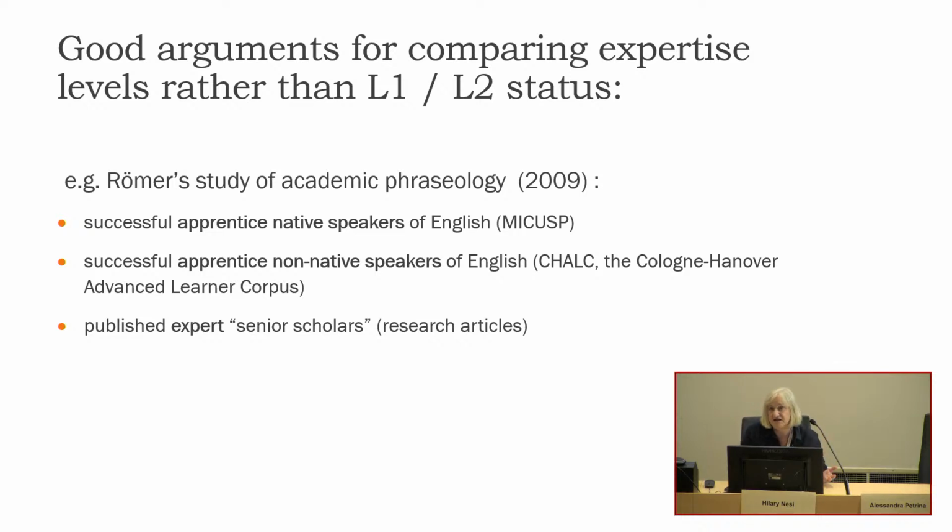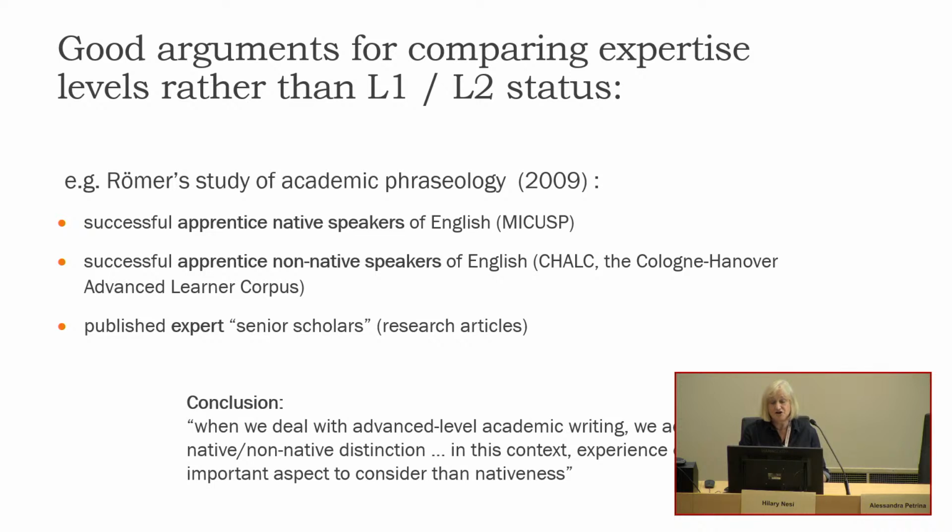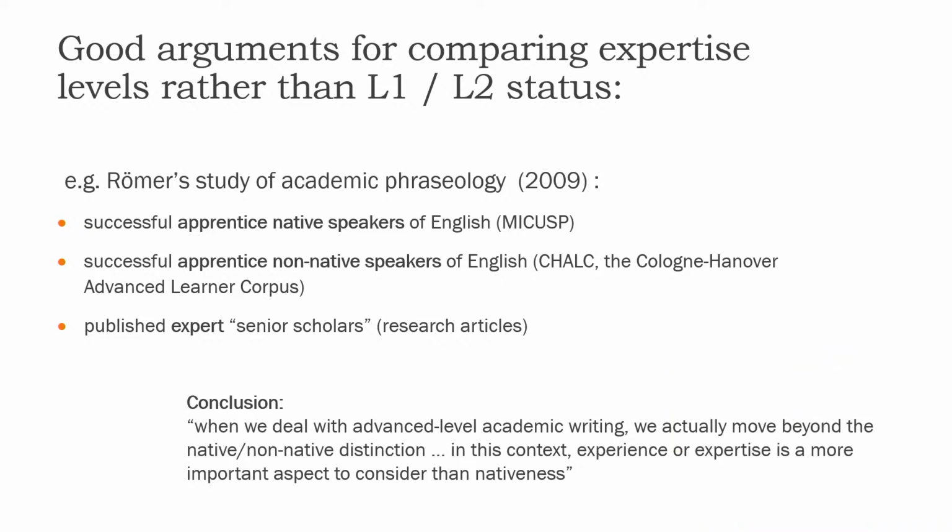I'm just going to cite one study, which is old. You're probably familiar with it. There have been many studies of this kind. But Ute Römer looked at MICUSP writers, apprentice writers, and she looked at apprentice writers who were German speakers. And then she compared their writing to senior scholars' research articles. And at the end of the day, her conclusion was, when we deal with advanced level academic writing, we actually move beyond the native, non-native distinction. In this context, experience or expertise is a more important aspect to consider than nativeness.